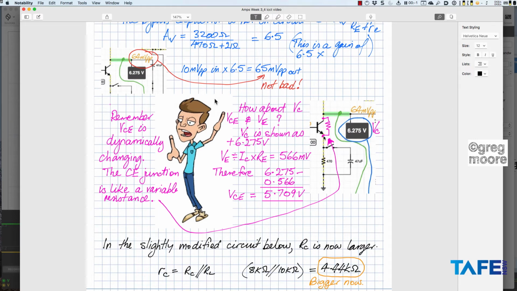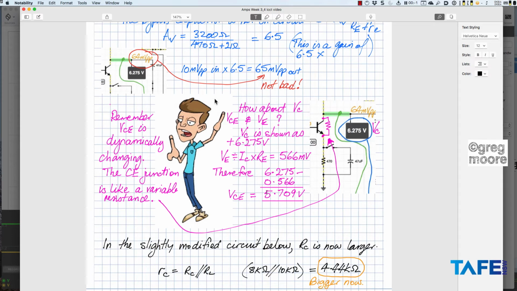So how about VCE and VE? I mentioned before that VC was 6.275 volts. What about VE? Well, we have to work out the voltage across VE to be able to get VCE. I've worked out VE was 0.566 of a volt. Minus that from VC, and I got a VCE of 5.709.